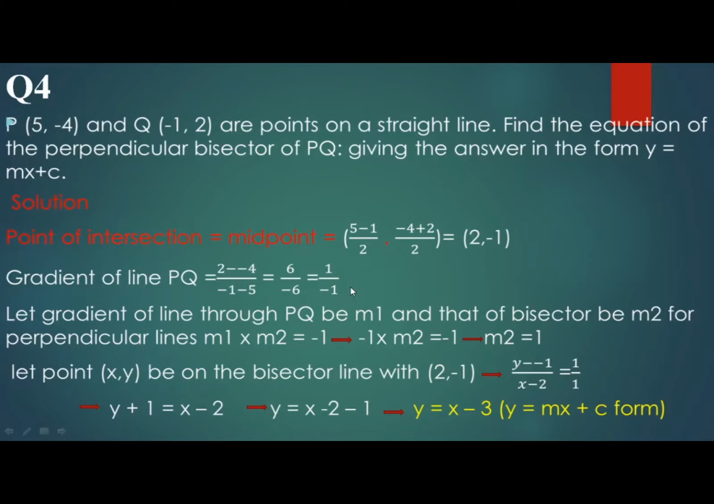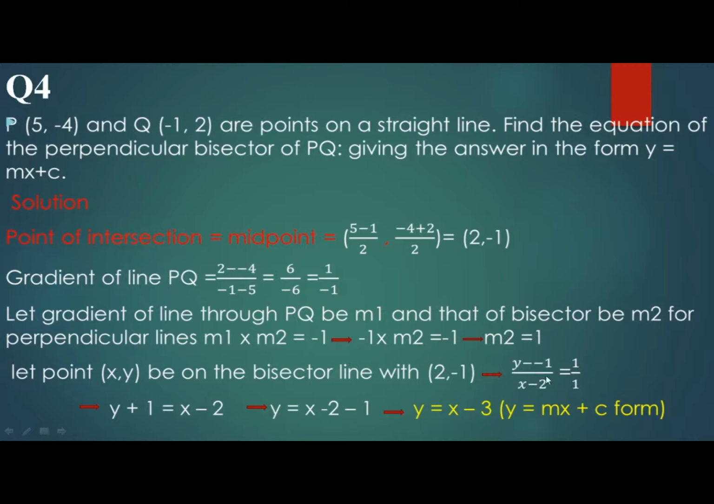So this one, negative 1, the gradient is negative 1, times m2 equals negative 1. So you divide by negative 1 all through, it gives you m2 as what? As 1, positive. And therefore you let another point (x, y) be on the line with (2, negative 1). So y minus negative 1 all over x minus 2 equals the gradient that you have found, which is 1. You put it in fraction form, 1 over 1.